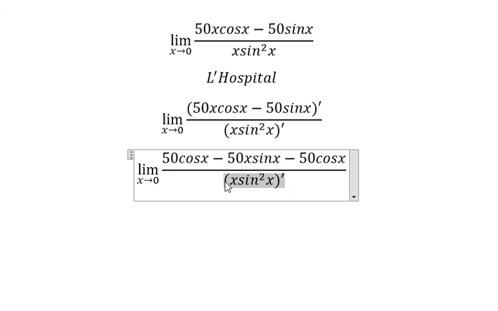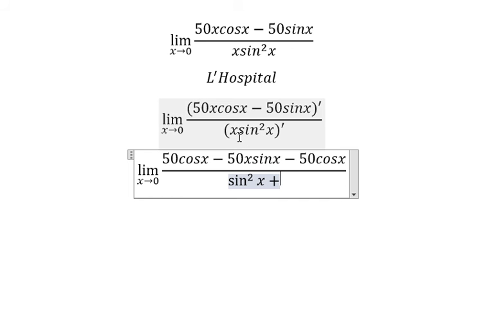The next one, we take the derivative of x, so we get sine x to the power of 2. Then we take the derivative of sine x to the power of 2, so you get 2x sine x cosine x.